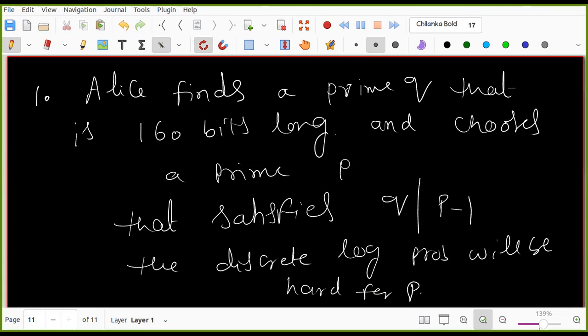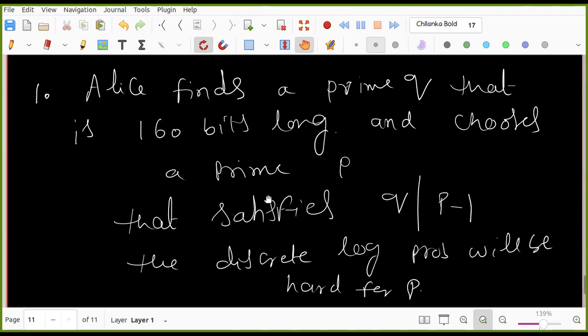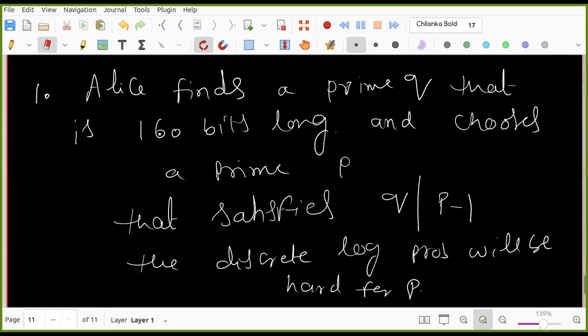Okay, this is the first thing: a 160-bit prime Q. What does that mean? The length is 160 bits, so the number of digits is that much if you convert it into decimal. So actually it is very big. Q is at least this long, but it is related to some complexity theory, so don't worry that much.